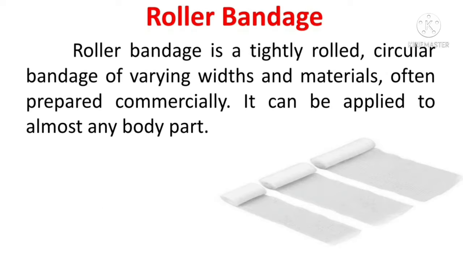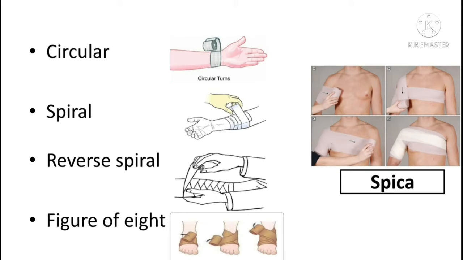Roller bandage. It is a tightly rolled circular bandage of varying width and material, often prepared commercially. It can be applied to almost any body part. It has two surfaces, the rolled one is the head and the unrolled is the tail. Here you can see the different techniques of roller bandaging: circular, spiral, reverse spiral, figure of 8 and spica.